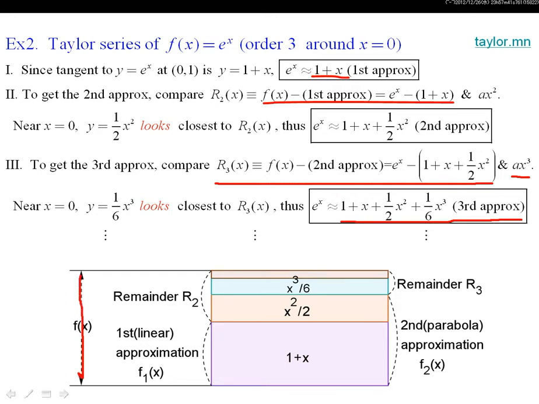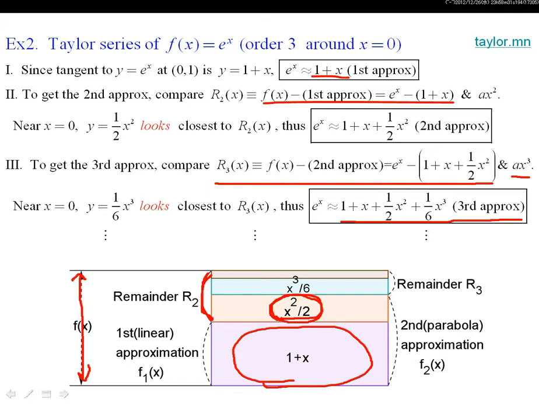This is f(x). Assume this is f(x). The first approximation is a big one, the biggest part, and we subtract this biggest part from f(x), and we call it remainder R2, and we compare this remainder with ax squared, and we find that it can be approximated by x squared over 2 by our eyes. This one is the main part of R2.